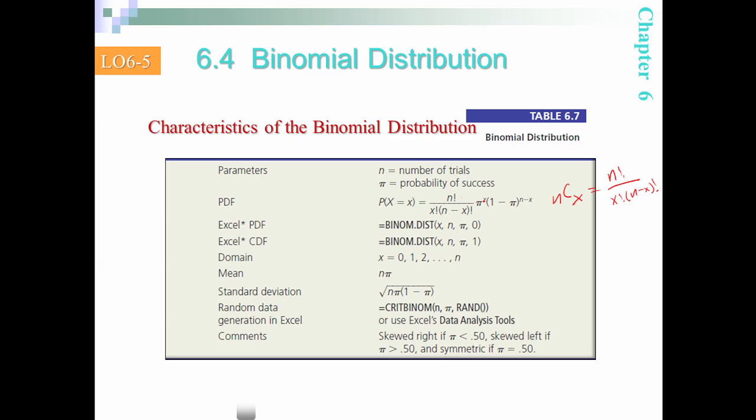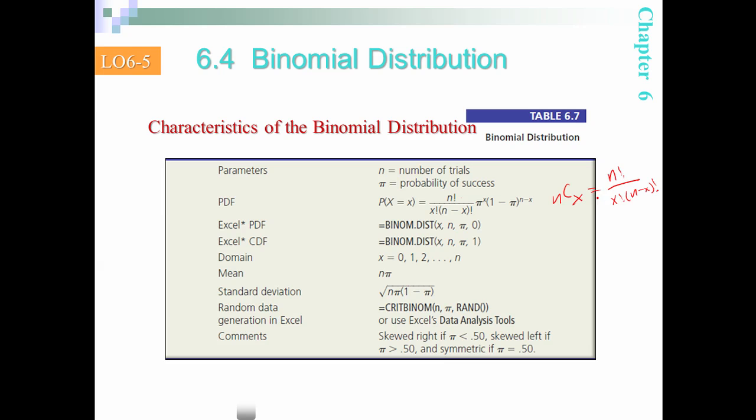Then we're going to multiply that by pi to the x power times 1 minus pi to the n minus x power. So what this is saying is we have x successes, and the probability of each of those is pi. So if I've got x successes, then I have pi multiplied by itself x times. But then I also have n minus x failures. And the probability of each failure is 1 minus pi, so I multiply those together and I get 1 minus pi to the n minus x. So this constant out in front here basically says how many ways can I rearrange x successes and n minus x failures.